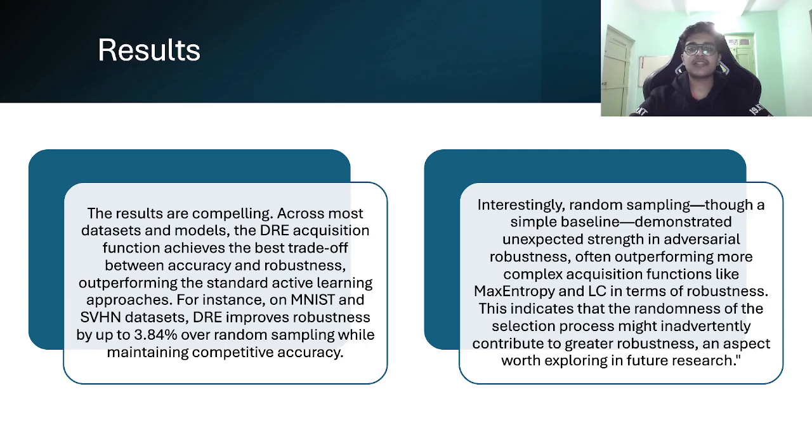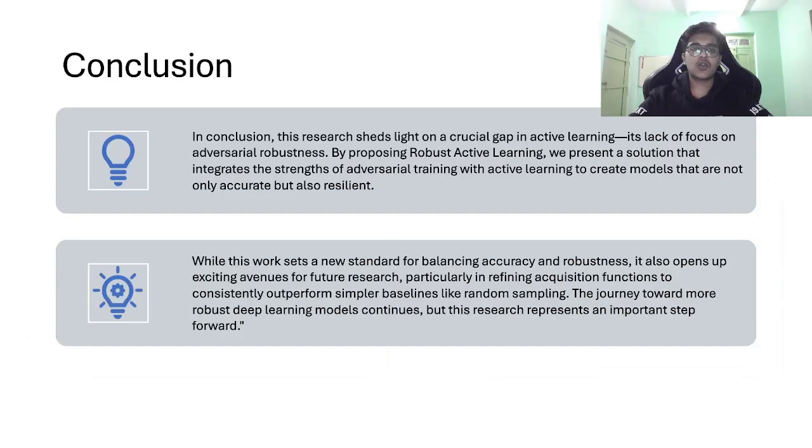The next point here is, interestingly, random sampling, though a simple baseline, demonstrated unexpected strength in adversarial robustness, often outperforming more complex acquisition functions like max entropy and LC in terms of robustness. This indicates that the randomness of the selection process might inadvertently contribute to greater robustness, an aspect worth exploring in future research.